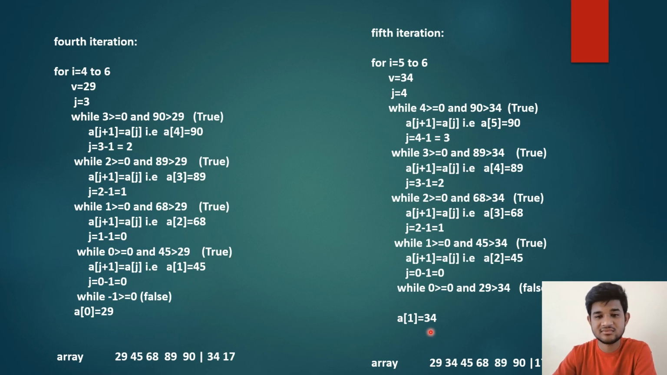that is a of j plus 1 is equal to b. Now a of 1 is equal to 34. Therefore the sorted array is 29, 34, 45, 68, 89, 90, and 17. Now the 34 is placed in the second position, that is 0 and first position.